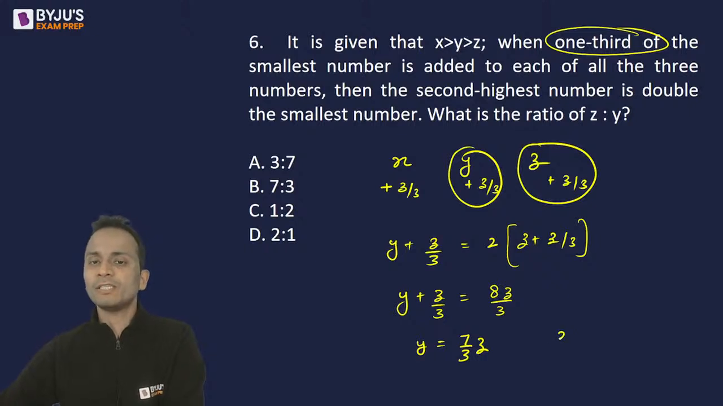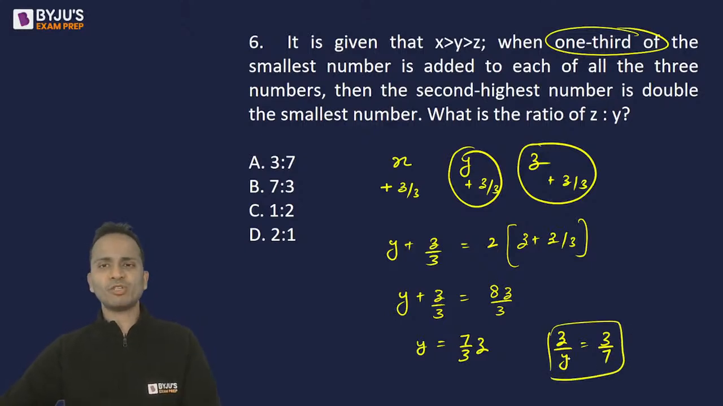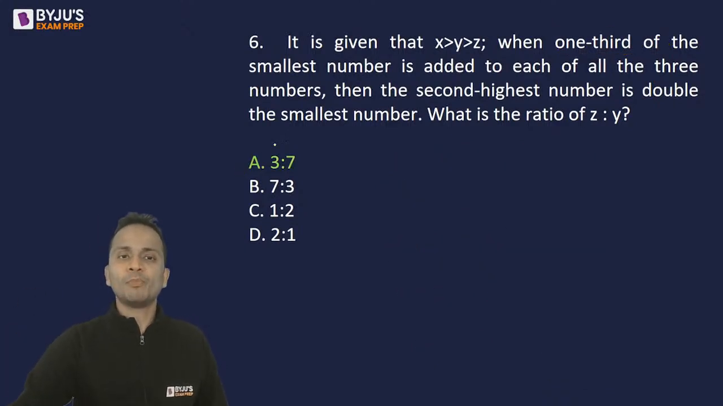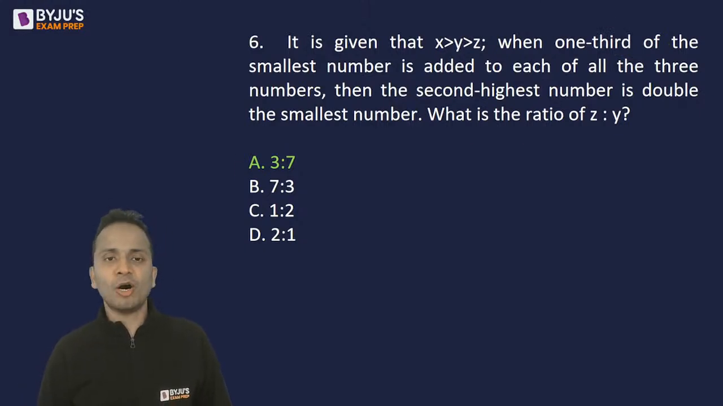And then we want z upon y. So we'll do cross multiplication. Y will come on the right hand side in the denominator. And this z upon y will become 3 upon 7. Now be careful what you have to calculate. You have to calculate z upon y or y upon z. You will find both of them in the options. So we want z upon y. That means answer is 3 is to 7. That is option A. Okay. So question number 6, the correct answer is option A.